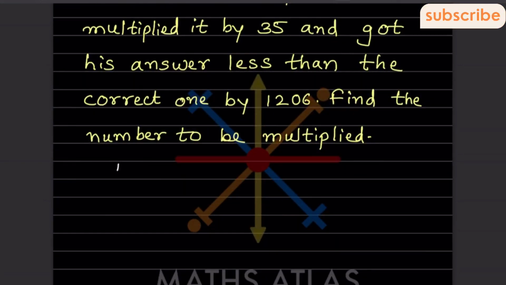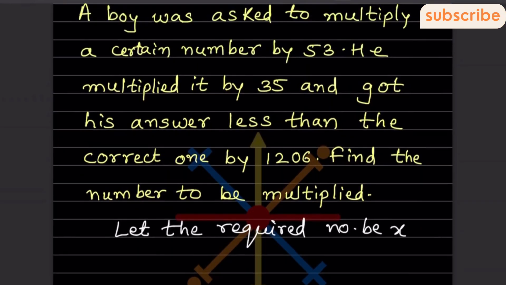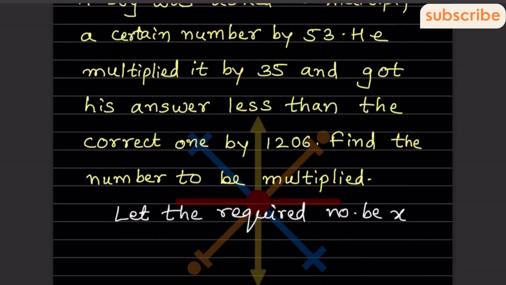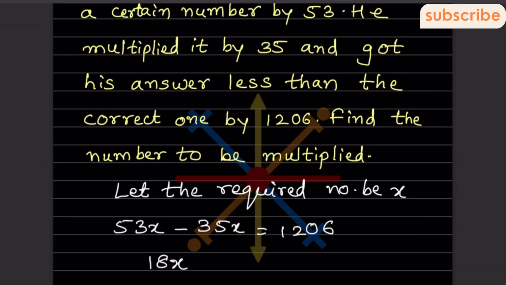So we can consider the required number as x. Now he was asked to multiply a number by 53, so we can consider that as 53x, but he multiplied by 35, so we will write here minus 35x is 1206. So when we subtract this, we get 18x is equal to 1206. So x is going to be 1206 by 18.